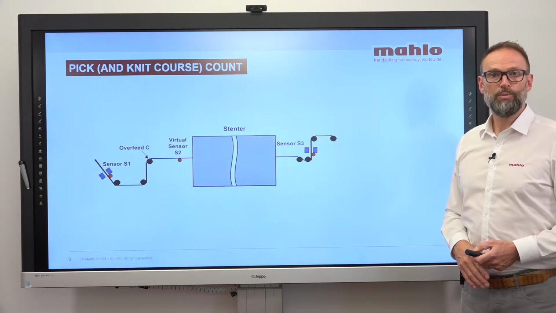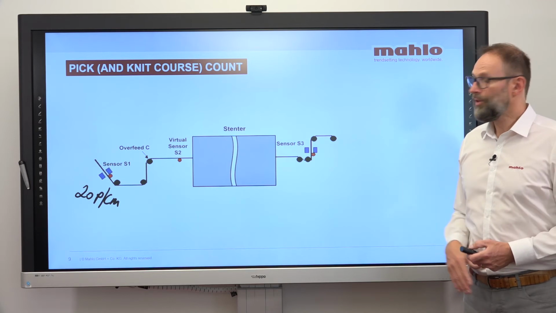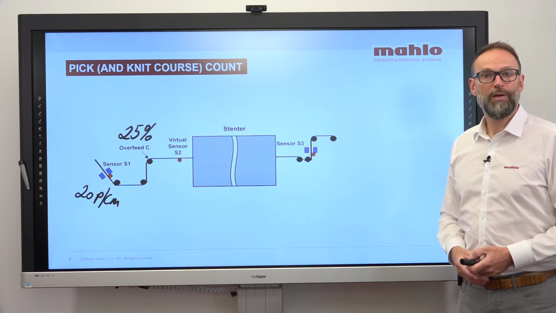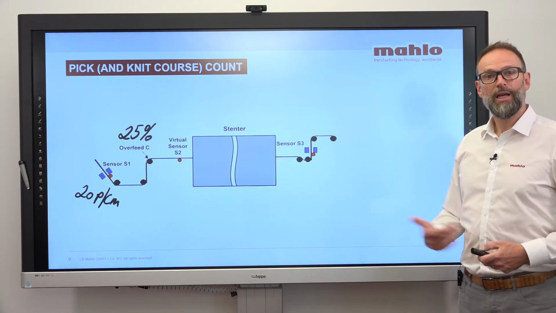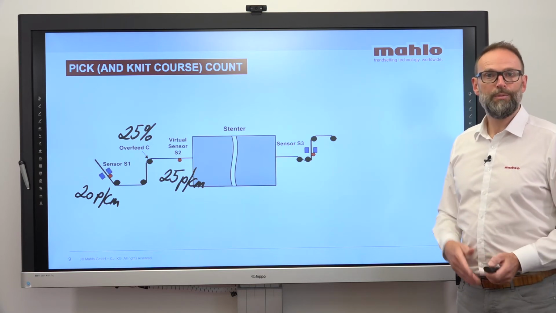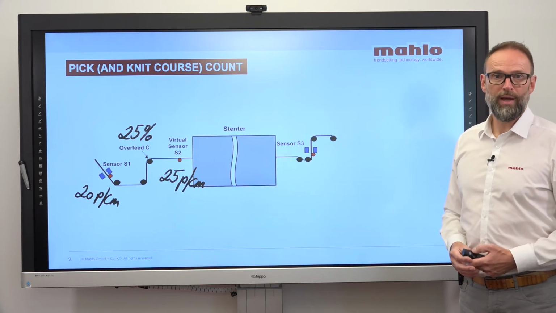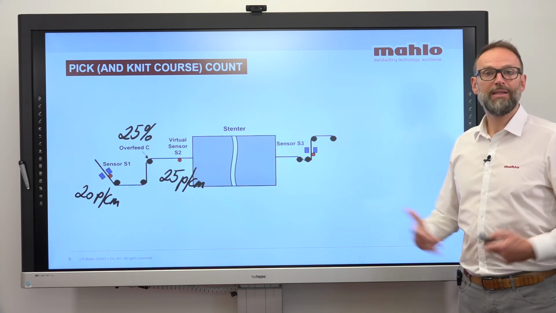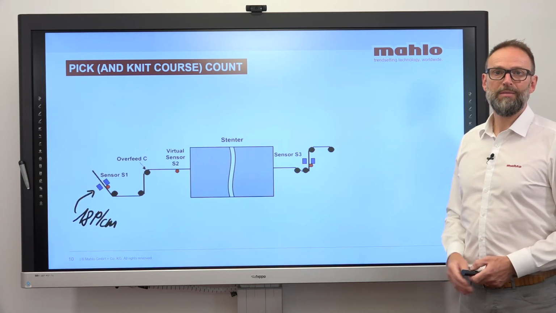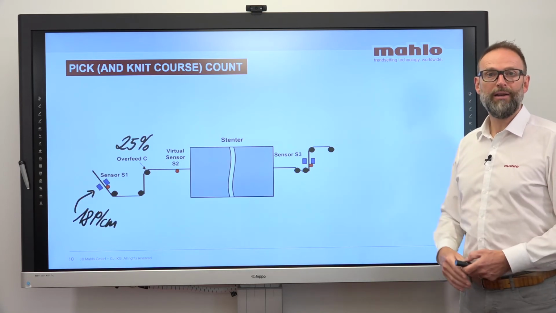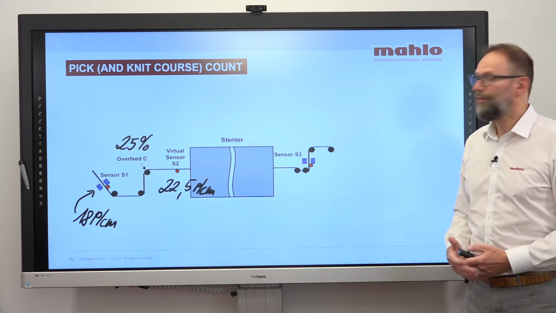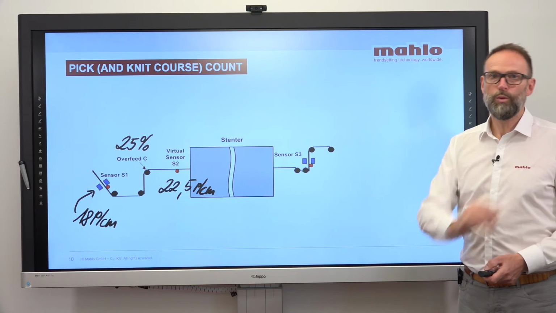Let me give you a small example. If we are coming with 20 picks or 20 courses per centimeter and we have an overfeed of 25%, we'll end up with 25 picks per centimeter. But as we have learned before, it is not always coming with 20 picks per centimeter. Sometimes within one piece, it is also having 18 picks per centimeter. And if we are carrying on with an overfeed of 25%, we would end up with 22.5 picks per centimeter. This is not what we wanted.